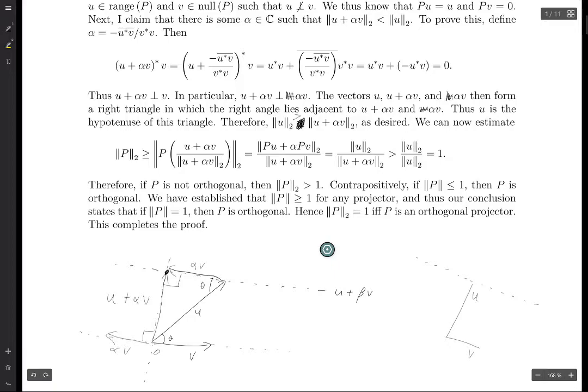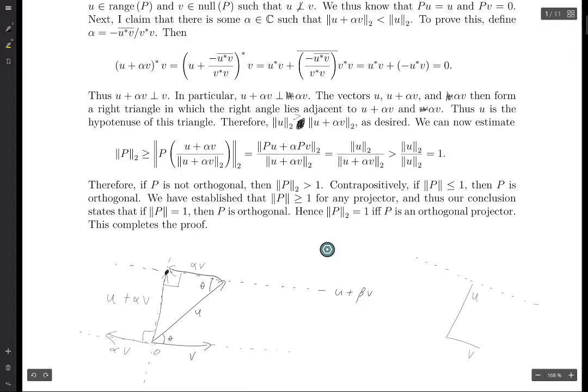And then if we take this angle and form a triangle here, then the hypotenuse will be u plus alpha v. No. Let's use a different letter, gamma. This will be gamma v. And this vector, going from this point to this point, is gamma v. And going from the origin up to here is u plus gamma v.